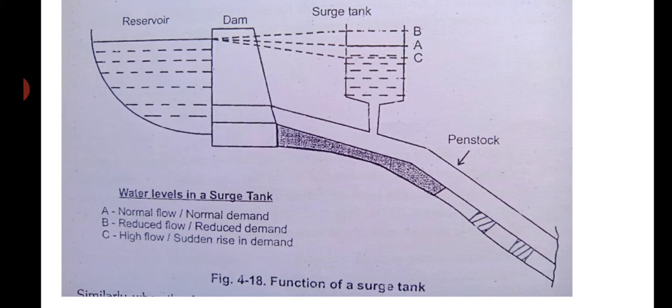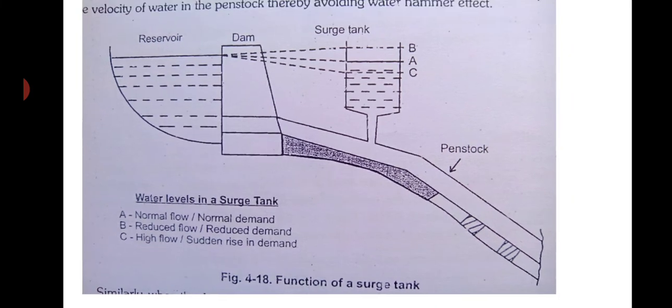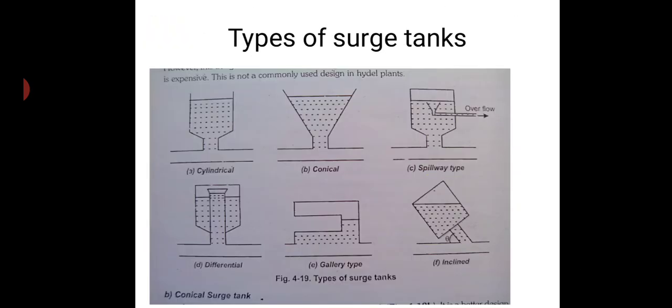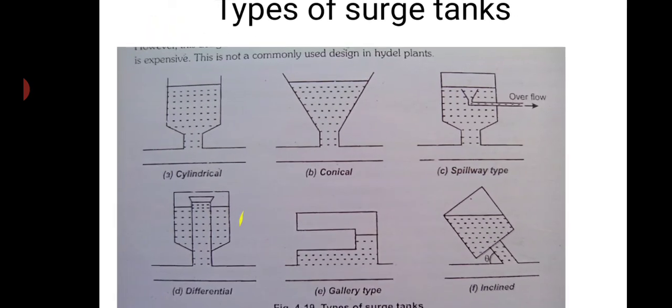Okay, but if the demand is reduced suddenly, then instead of A, it will go up to B, that is reduced flow and reduced demand. So this way, based on the demand, the level of water in the surge tank will vary. It has a normal level of A. If more water is required, the level will fall down to C. And if a reduced water requirement is there, then it will go up to B. So this is a protective device, the surge tank.